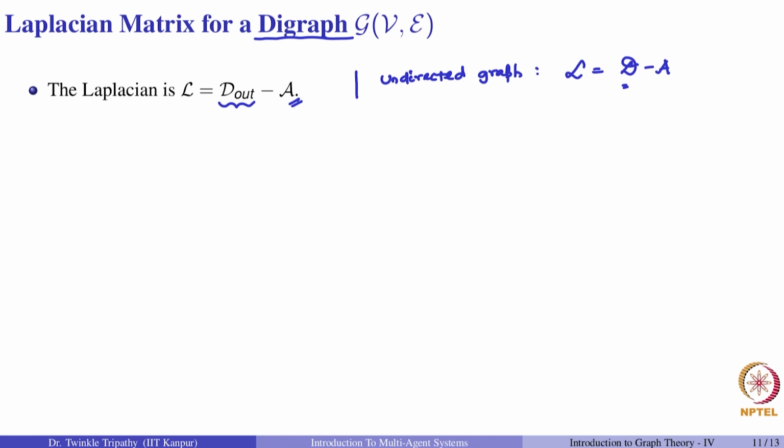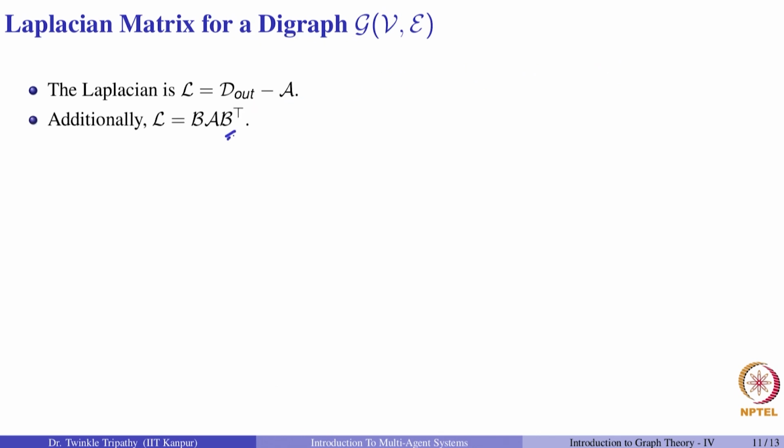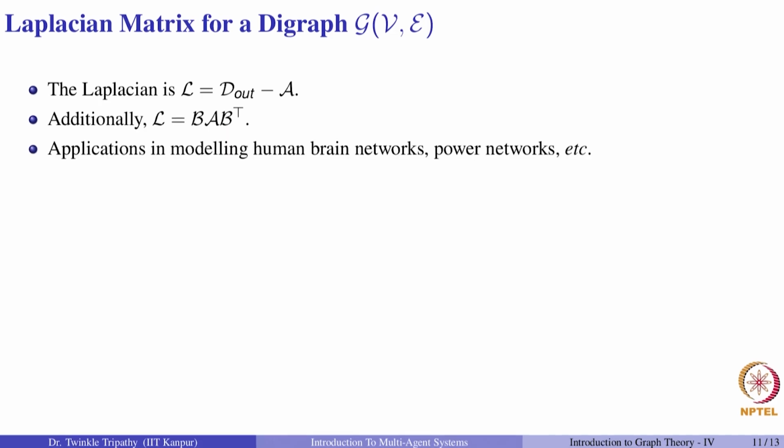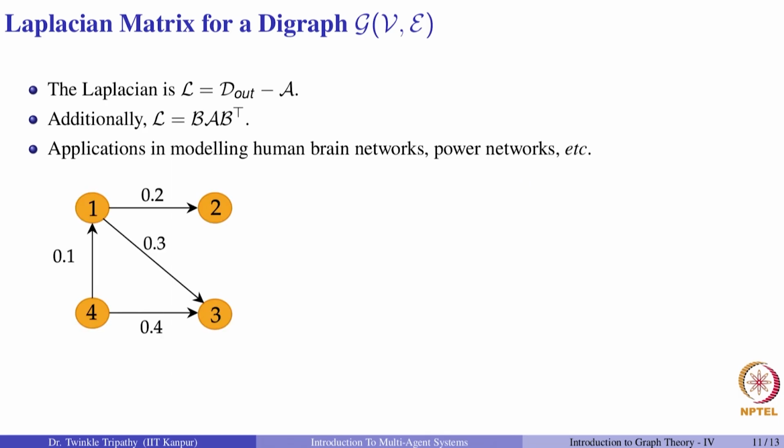Interestingly, the Laplacian and the degree matrices can be related to each other through this expression. So, the Laplacian matrix, much like the adjacency matrix, is extremely useful, especially in applications in modeling human brain networks, power networks, water flow networks, and so on and so forth. Again, let us see a quick example. So, suppose we have this digraph, then let us try to calculate what the Laplacian will look like.